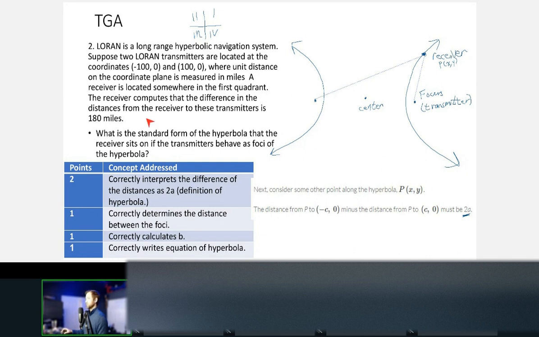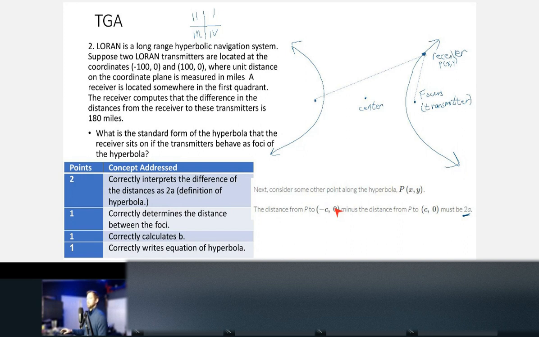Now going back to this word problem, it tells you right here, the receiver computes that the difference in the distances from the receiver to these transmitters, also known as the foci points, is 180 miles. So, class, with that said, what does 2a equal to? All right, let me go over this again.